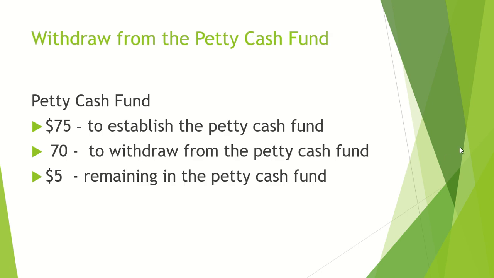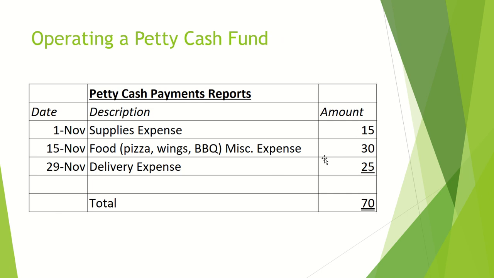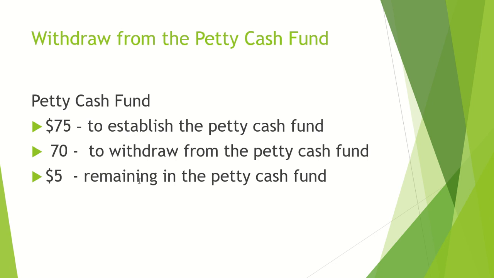Okay, this is the second step here, which is withdraw from the petty cash fund. The first thing you want to do is figure out what's remaining in the petty cash fund. So you take $75, which is what was spent to establish the petty cash fund out of the actual cash account. You're going to subtract out $70, which is what was withdrawn from the petty cash fund to pay for, if we go back to the previous slide, these three things that came out to be $70, which means that $5 is remaining in the petty cash fund.